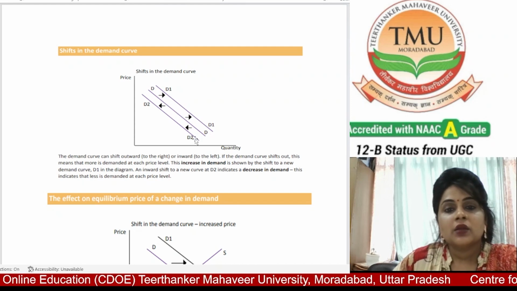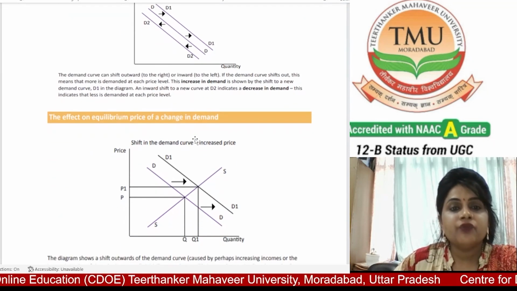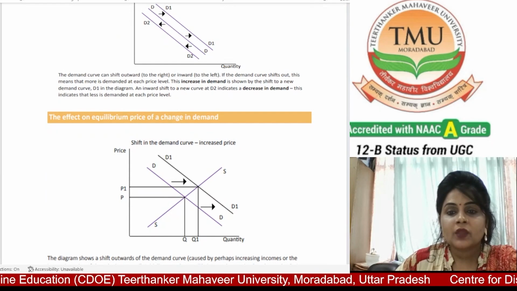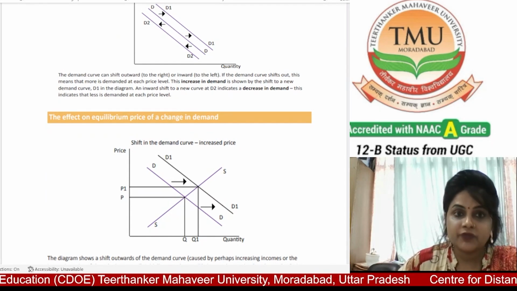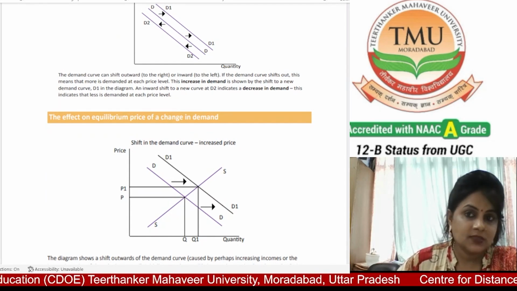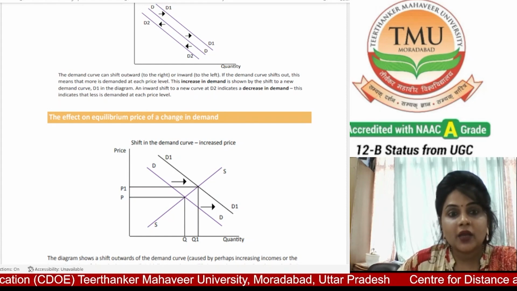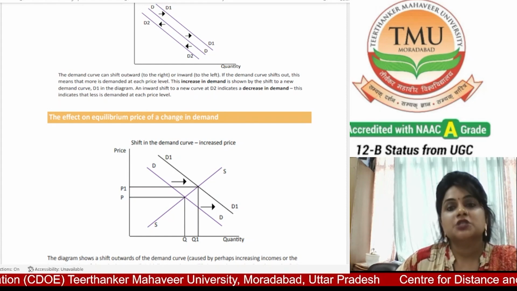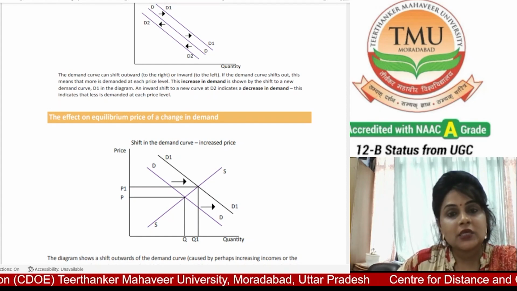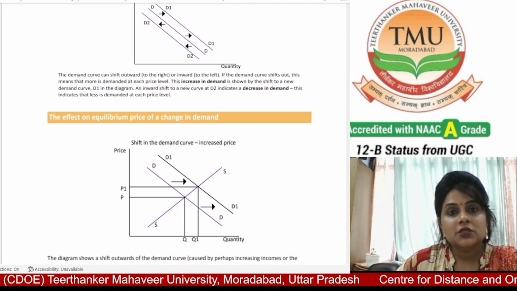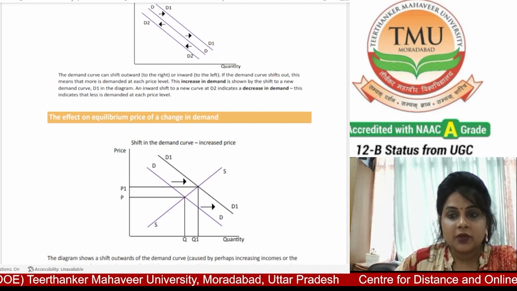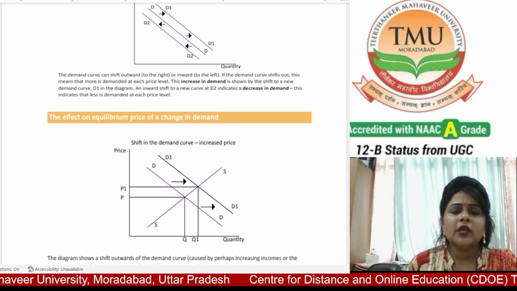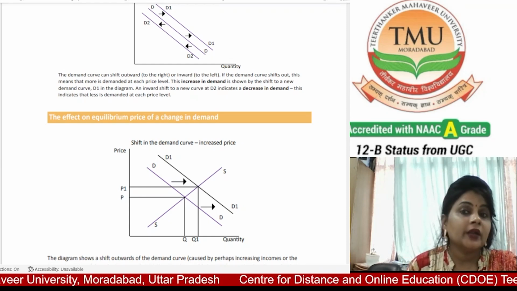So now the effect on equilibrium and prices. When the demand curve shifts inward, the price decreases, and when the demand curve shifts right, outward, the price increases. So there are many factors that affect a demand curve.